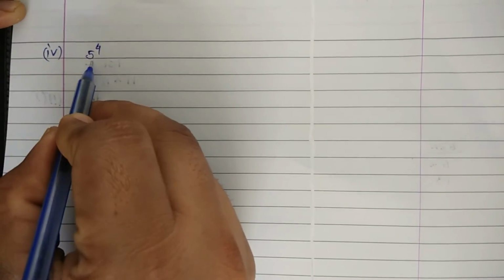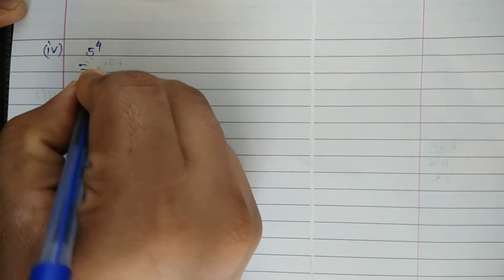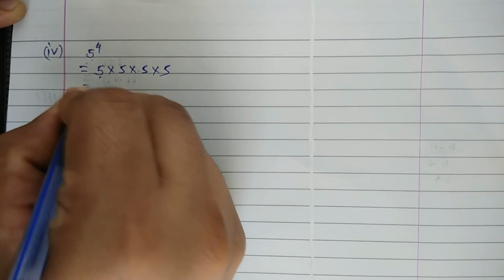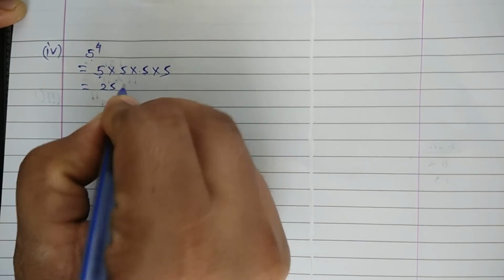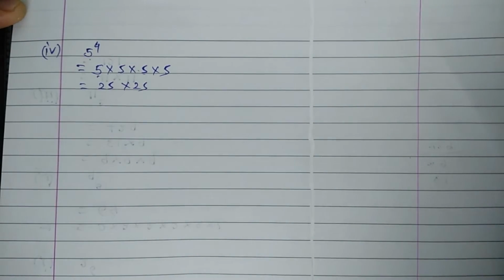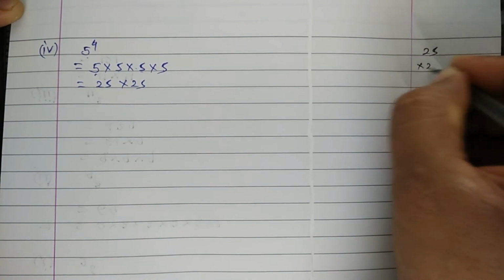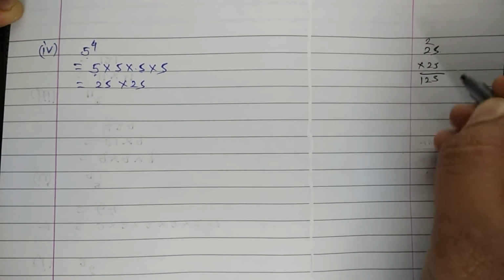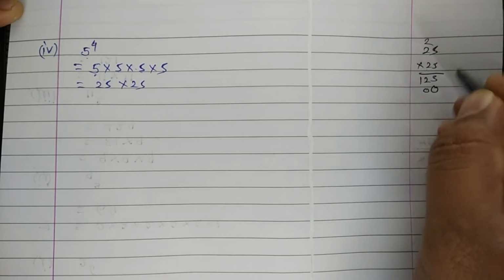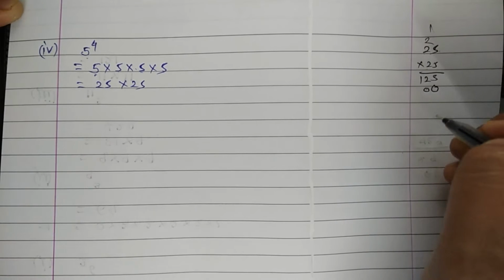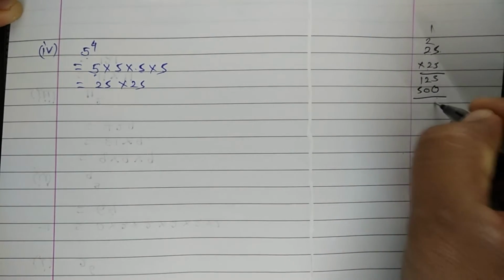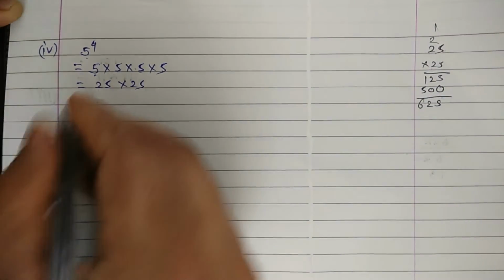Fourth sum, 5 raised to the power of 4. That is equal to 5 multiplied 4 times. 5 multiplied by 5 multiplied by 5 multiplied by 5. 5 5s are 25, and this 5 5s are 25. So 25 multiplied by 25. 5 5s are 25, 2 5s are 10 plus 2, 12. Here 0, 5 2s are 10. Here 0, here 1, 2. 2 2s are 4. Plus 1, 5. So it is 625.